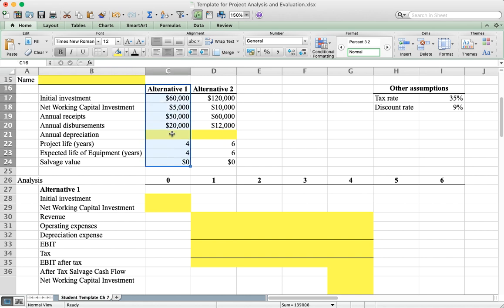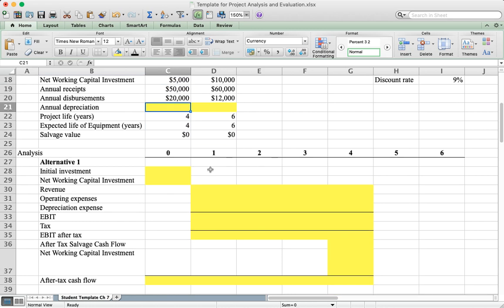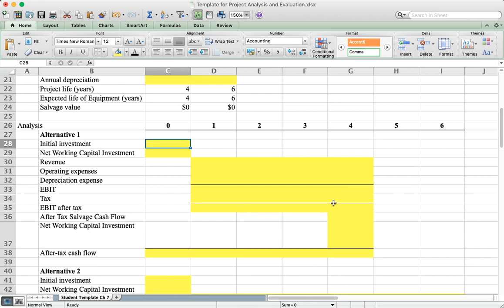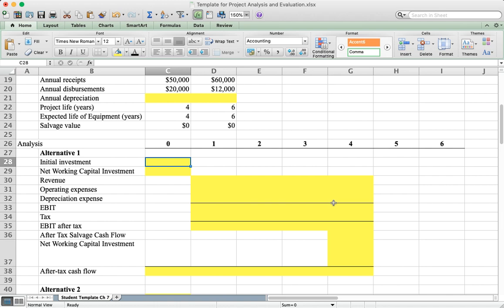So alternative one, you'll see you do have to calculate annual depreciation. And then you need to translate each of the data entry items. Here is alternative one, and then you also need tax and discount rate to be applied into cash flows annually. So for the first project, it is just 4 years. You can see that I've actually highlighted all of the cells that should have a value in it.